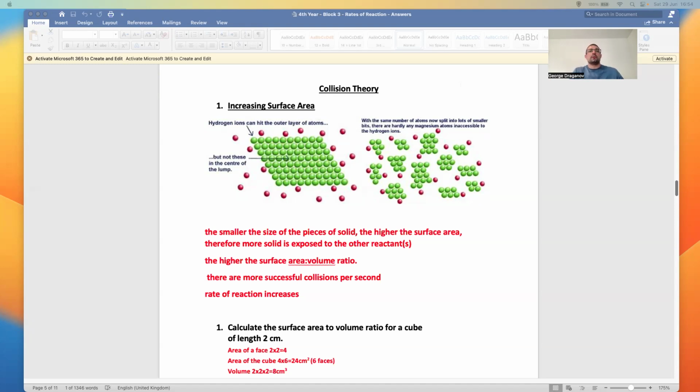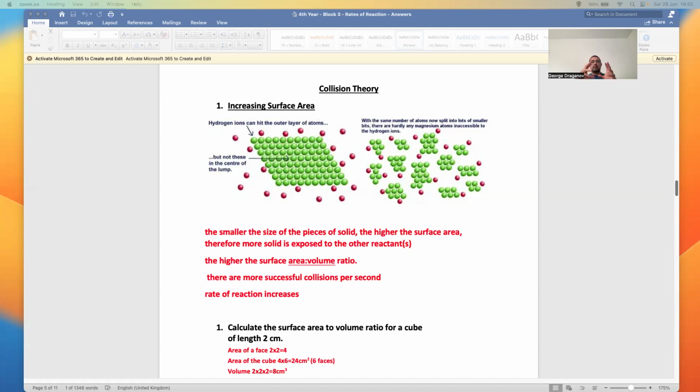So in an exam, you often get describe and explain the trend shown in the graph. So you first need to describe it by saying, as you increase the surface area, the rate of reaction increases. That is the describe part. Then that is the explain. So that's the thing we're covering today. So let us look at surface area.